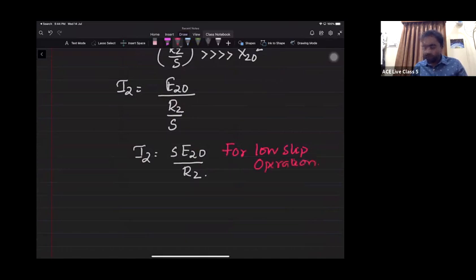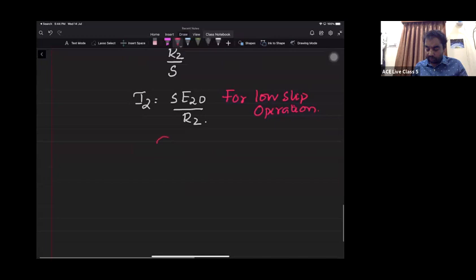So here you can make one point. For low slip operations, I2 is directly proportional to S. Why? Because E2 naught is a fixed value. Why? Because it is the EMF induced in the rotor winding at standstill. So it is a fixed value. And R2 is the design parameter, the rotor winding resistance. It is also fixed.